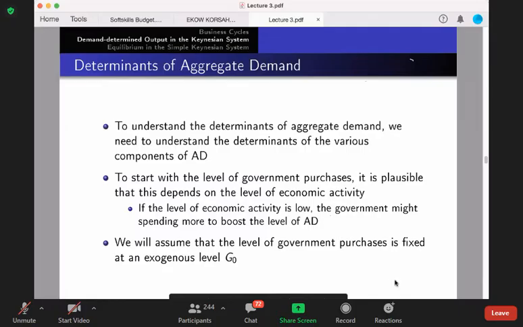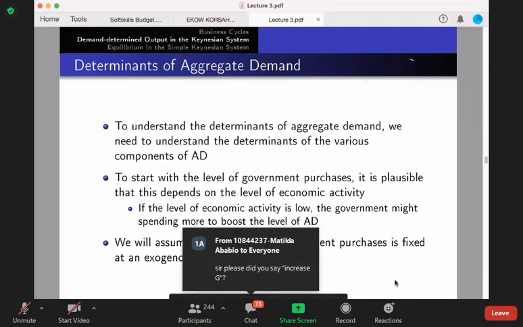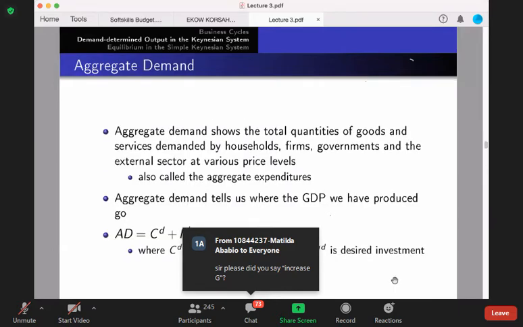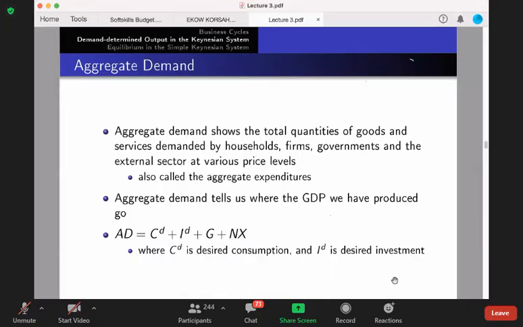Yes, Matilda, you can increase G and aggregate demand will increase, like in the formula. So this is just pure maths. What do you do if you want to increase AD? Increase either this or this or this. And here, increase exports, reduce imports. Okay? All right.